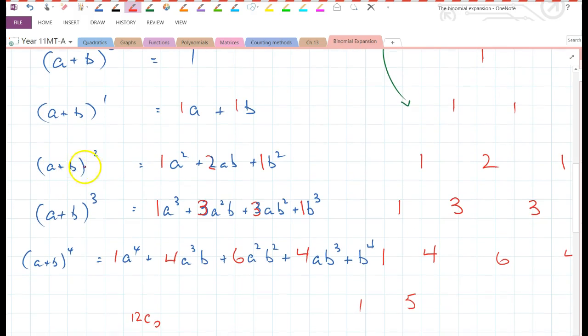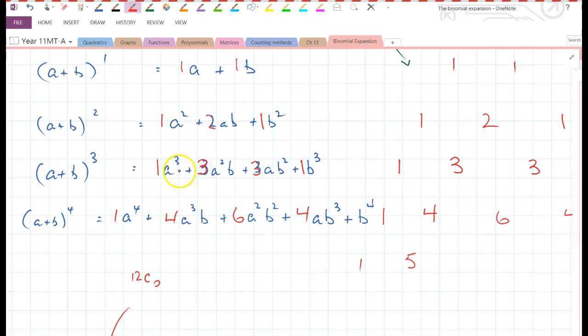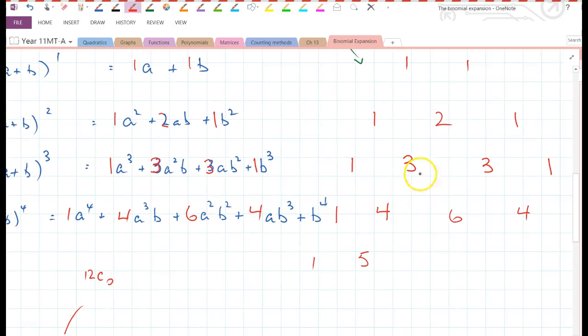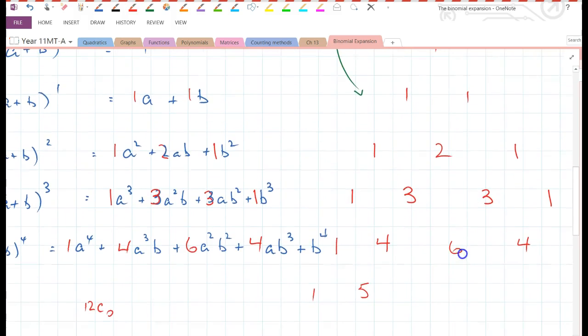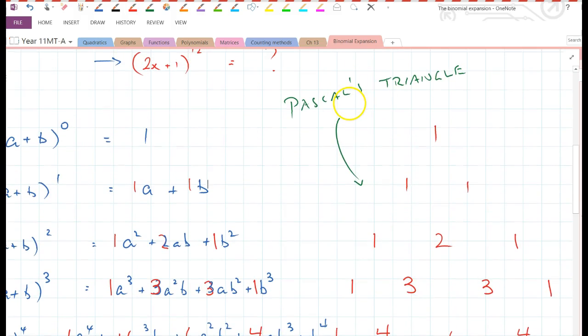And then we go to a plus b squared. In red, we're starting to just note the coefficients. A squared plus 2ab plus b squared. That's the expansion. A squared plus 2ab plus b squared. So each row of coefficients here turns out to be what we know to be Pascal's triangle.